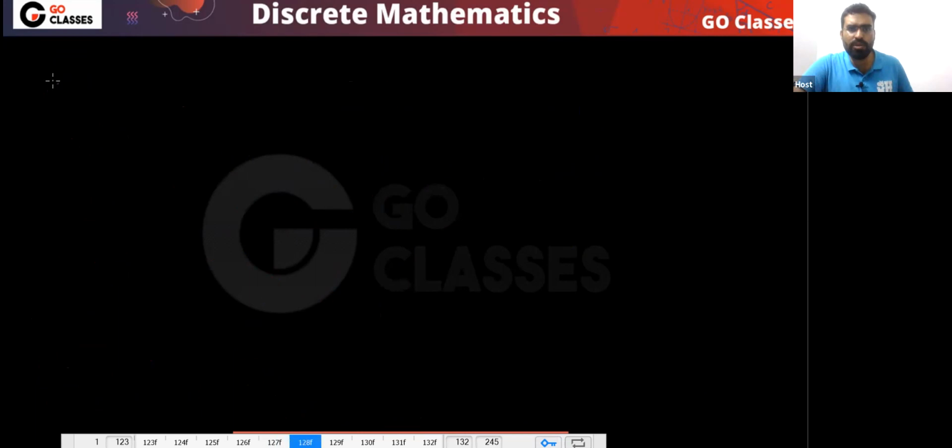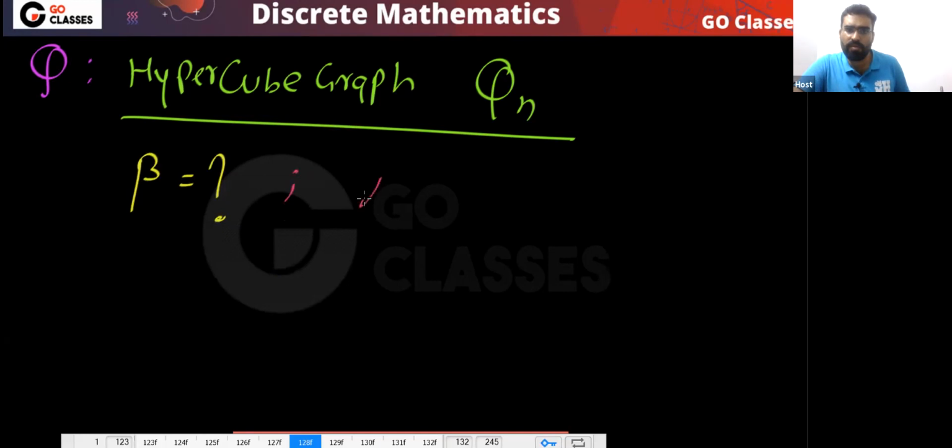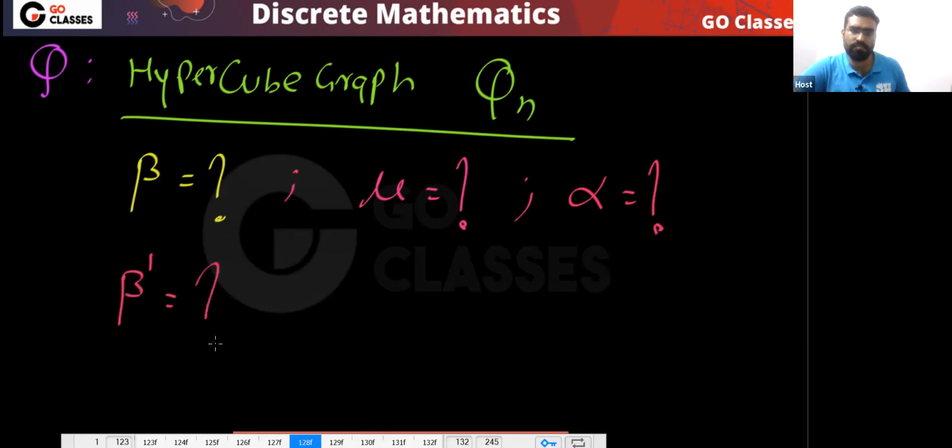Okay. Next, actually using this conics theorem, can you say for the hypercube graph Qn, what is the vertex cover? What is the matching number? What is alpha? And what is beta dash?